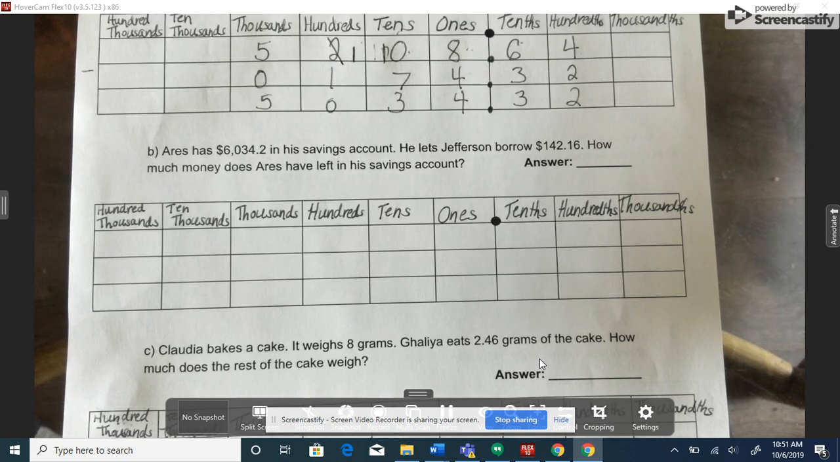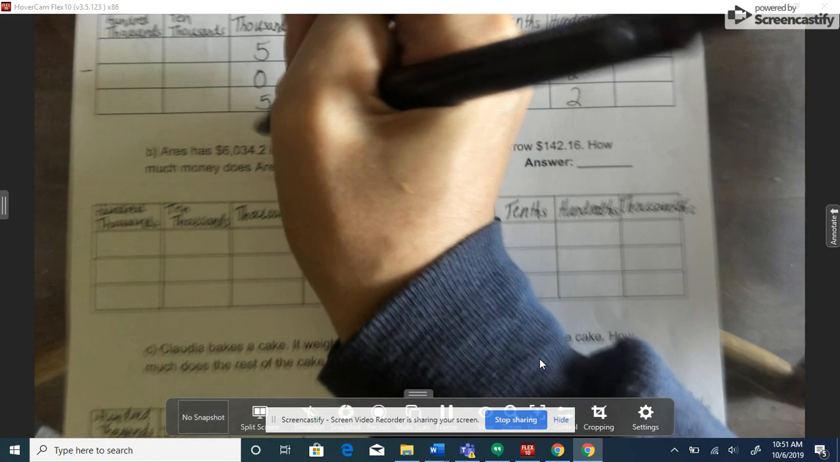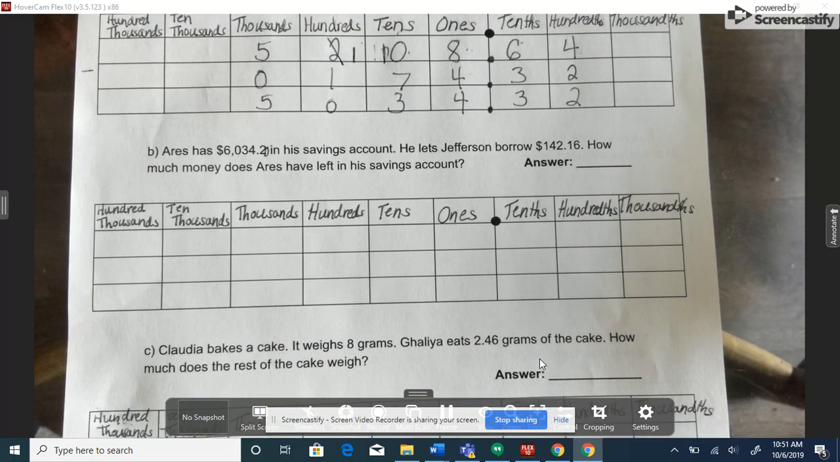Aries has $6,034.20 in his savings account. He lets Jefferson borrow $142.16. How much money does Aries have left in his savings account? So Matt, what operation do you think we're using? Subtraction. Awesome.